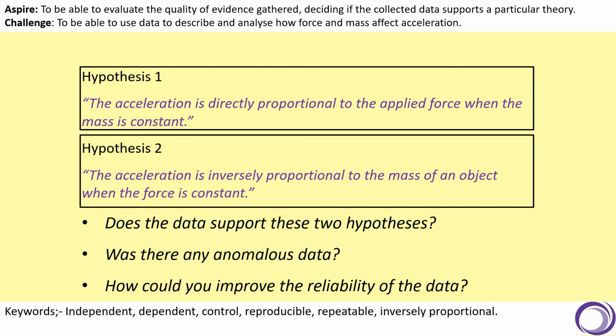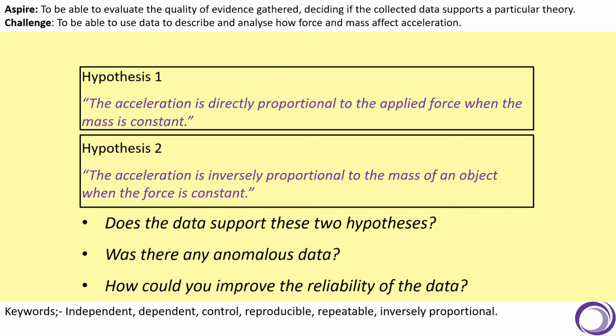So we've got 2 hypotheses then that come from the start of this practical. So a hypothesis, scientific question that you can then go on and get some data to work out whether it's true or not. So the first one is the acceleration is directly proportional to the applied force when the mass is constant. And the second one is the acceleration is inversely proportional to the mass of an object when the force is constant. So first question for you, does the data support these 2 hypotheses?